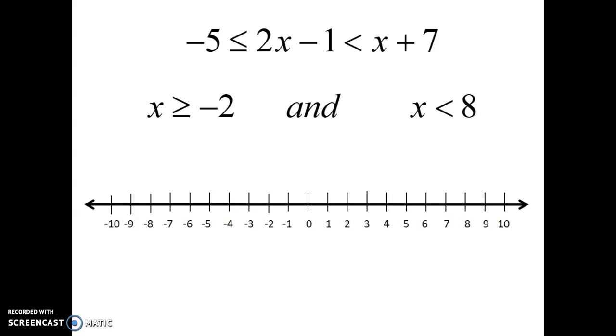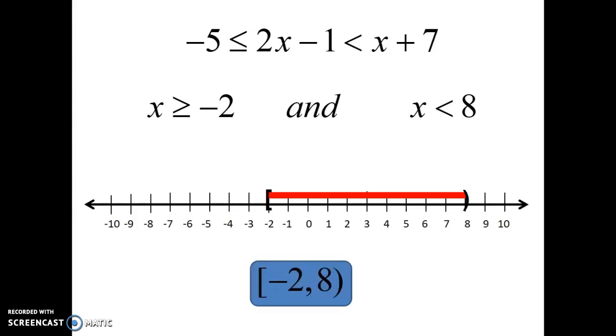So at negative 2, we're going to have a bracket going to the right. At positive 8, we're going to have a parenthesis going to the left. And we're going to graph in between them because it is an AND. And finally, your interval notation will be bracket negative 2, comma 8 with a parenthesis. And that is compound inequalities.